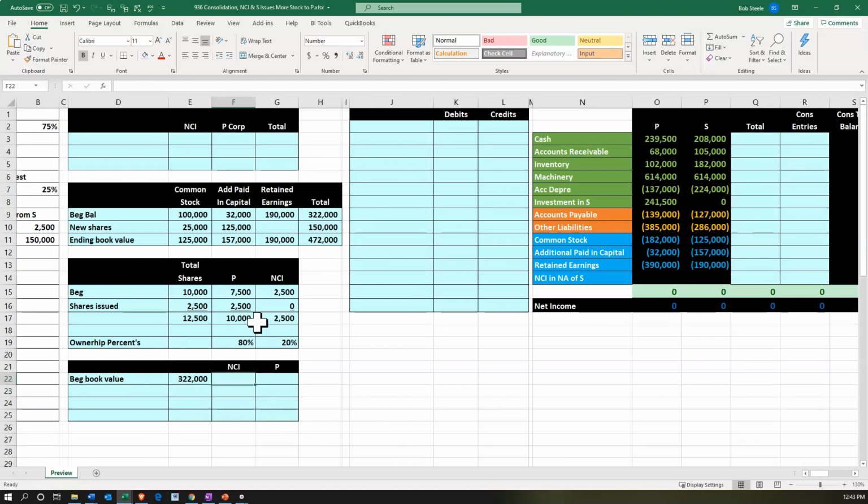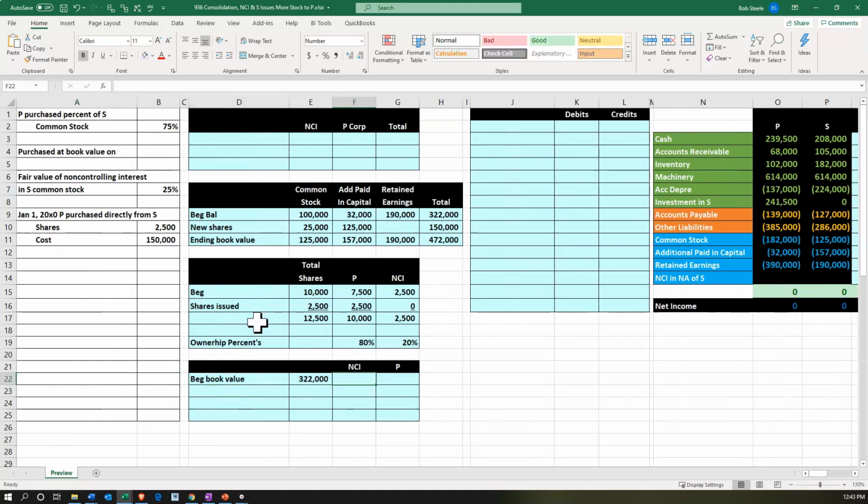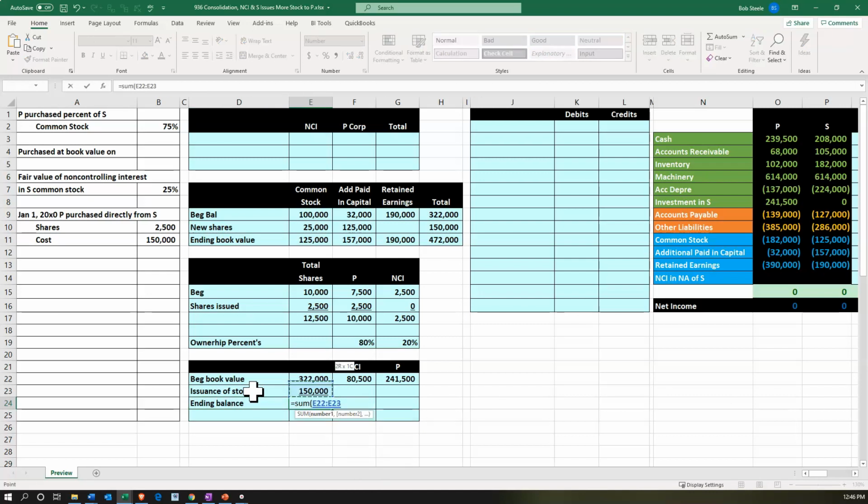Now, if we break that out with our new percentages, that 322 for this non-controlling interest, I'm going to multiply by the old percentage up top, which was 75-25. This is where we're starting, and that was the 80,500. And the old percentage of that 322 times the 75 up top is what we have up top. Now we want it to be broken out 80-20. So once we issued the stock, issuance of stock, that's going to be for the 150,000. So 150. So now we have an ending balance, which is going to be the sum of these two.